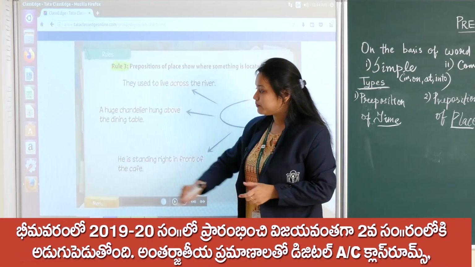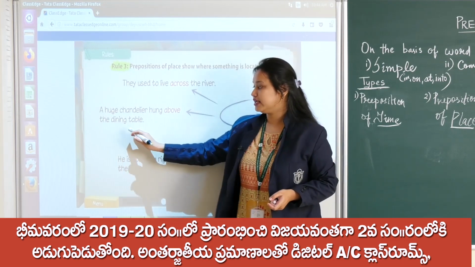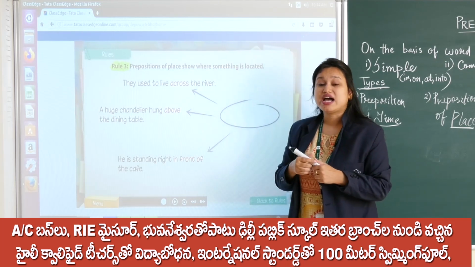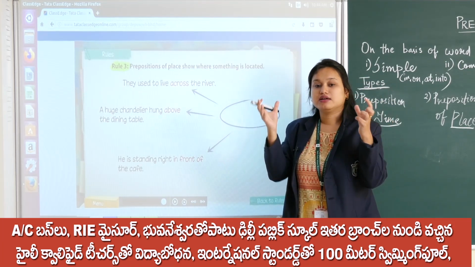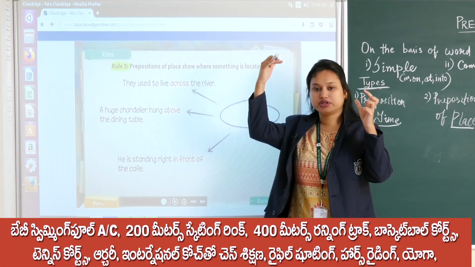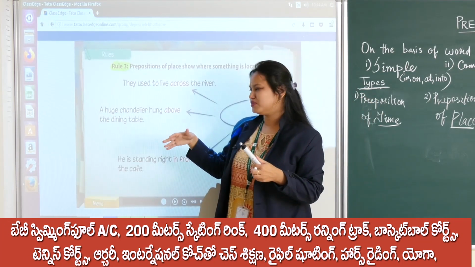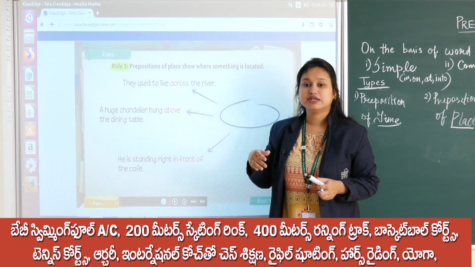Next example: "A huge chandelier hung above the dining table." Chandelier means the thing where we put glittery lights, the lamps or the hanging fixture that we put on the roof, for decorating the room in particular. So the huge chandelier hung above the dining table.